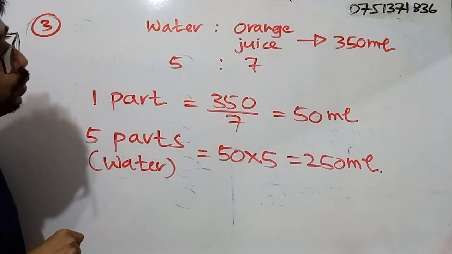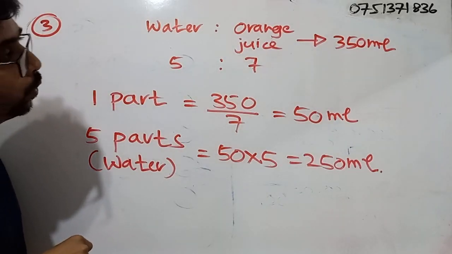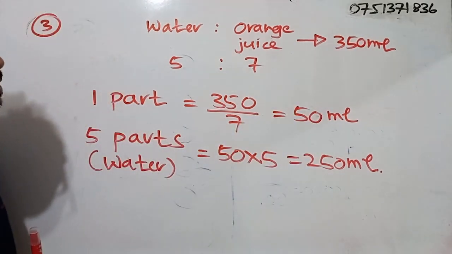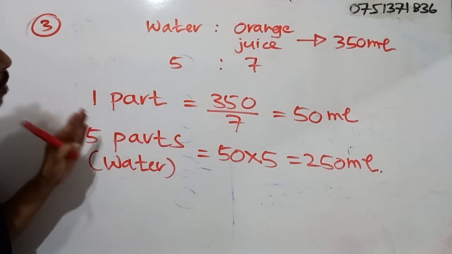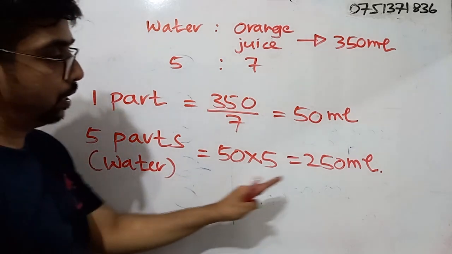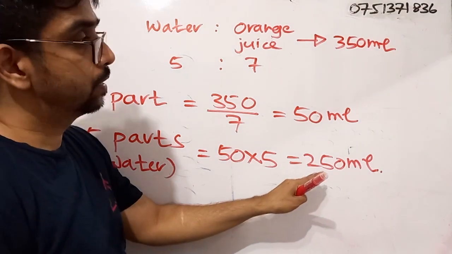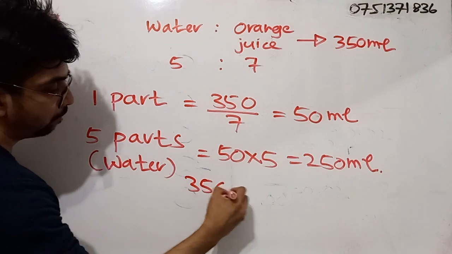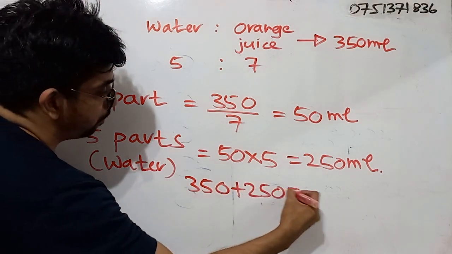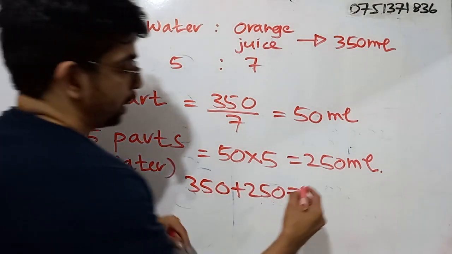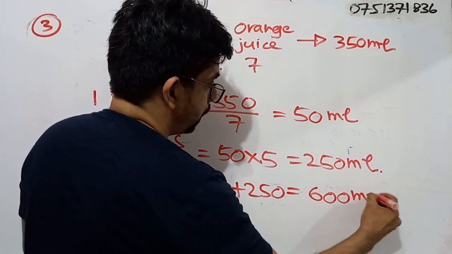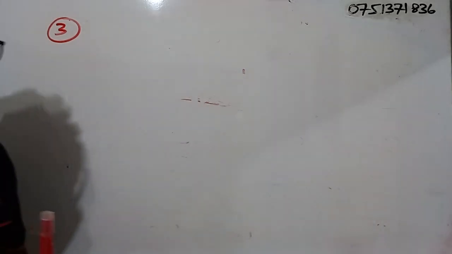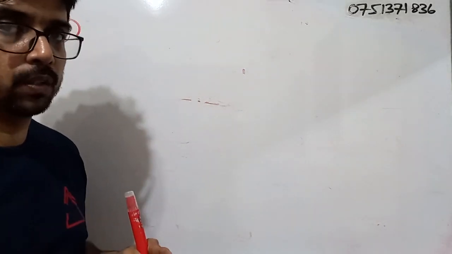So now what do we have to do? We know the amount of orange juice, which is 350 milliliters, and we have calculated the amount of water that has been used, which is 250 milliliters. Simply, we have to add these together. So 350 plus 250, what is that? 600 milliliters. So that is the answer. So we can come up with the answer in this way also.